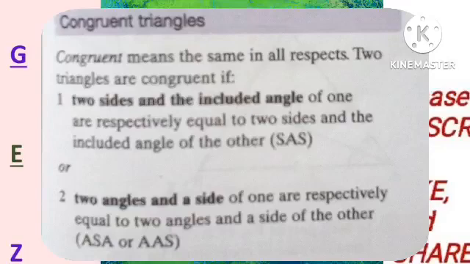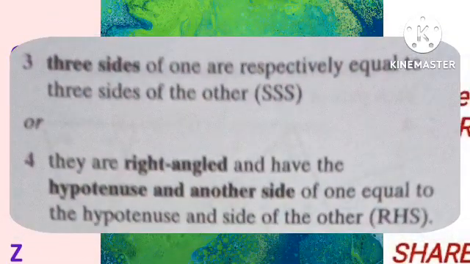Or if two angles and a side of one are respectively equal to two angles and a side of the other. So the abbreviation for this is ASA or AAS. So note here that the side that is given could be in between the angles or not, but it's still another condition for congruency of triangles. Now moving on, we also have a third condition for congruency, and that is when you have three sides of one respectively equal to three sides of the other, and this is abbreviated as SSS.